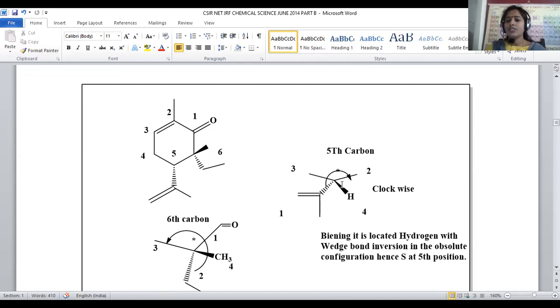What is that? Hydrogen is towards the viewer, being the fourth priority. The entire configuration will be inverted. There should be an inversion of the configuration. If hydrogen is away from the viewer, there is no need to change the configuration. Whatever configuration we are getting, that remains as such. But in the case of this compound, hydrogen is towards the viewer. That's why clockwise rotation imparting R will become S. So at this fifth carbon atom, the absolute configuration will be S configuration.